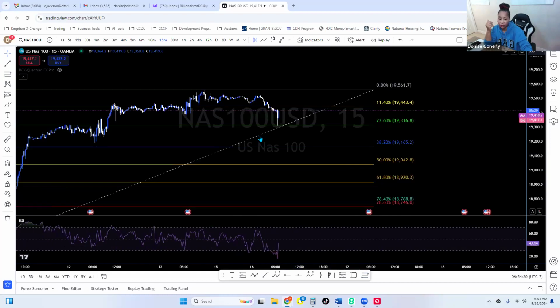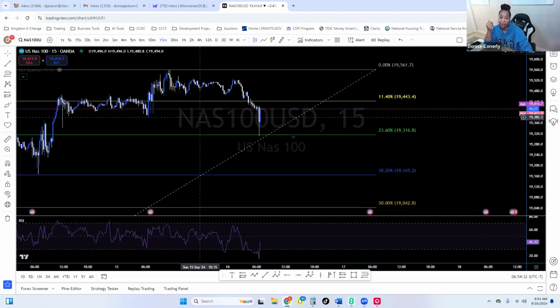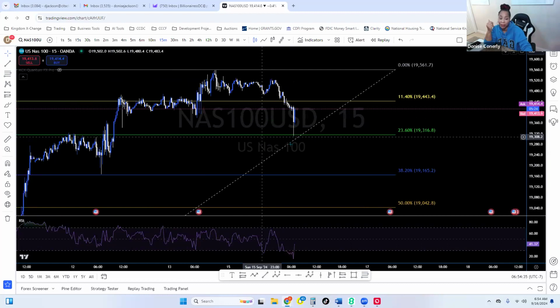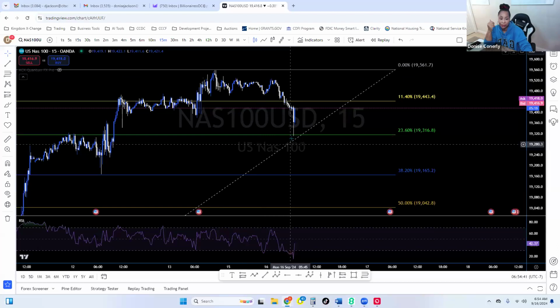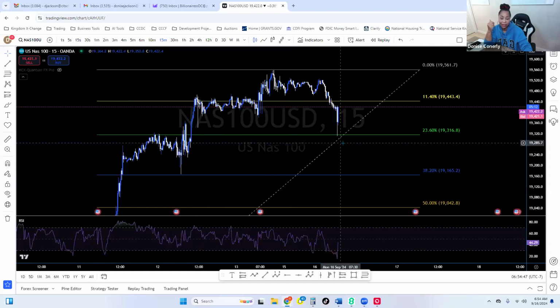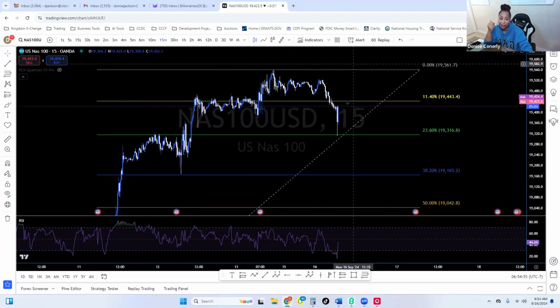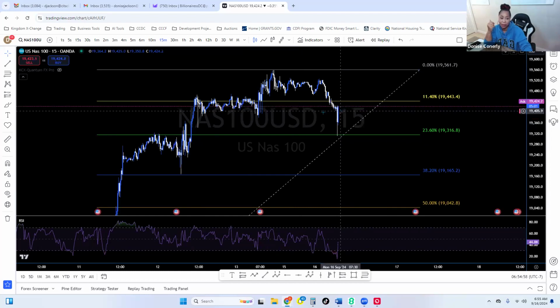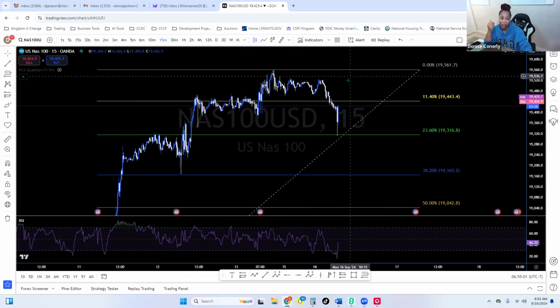So I know that if it rejected off of the 23.6 and didn't close below it, then it's probably just a pullback. It's not a retracement, because in order for it to be a retracement, price has to close beyond the 23.6. Since it didn't do that, that tells me it's going to keep going up. So that's what that tells me on the 15-minute. Even though it's pulled back right now, it's going to keep going up.